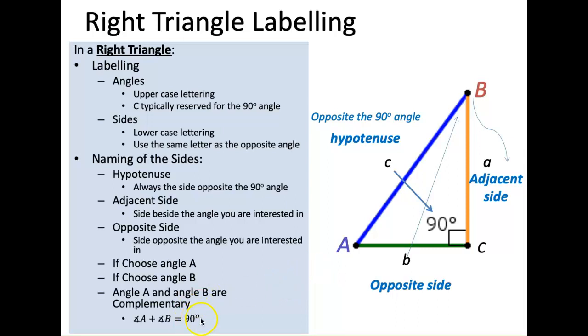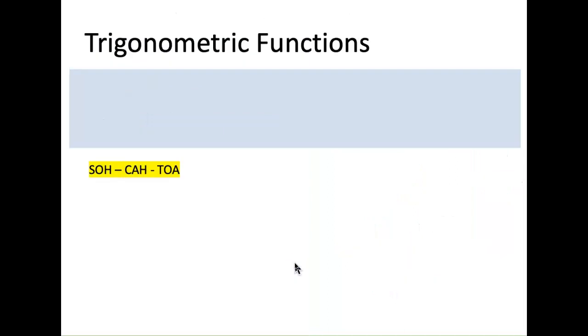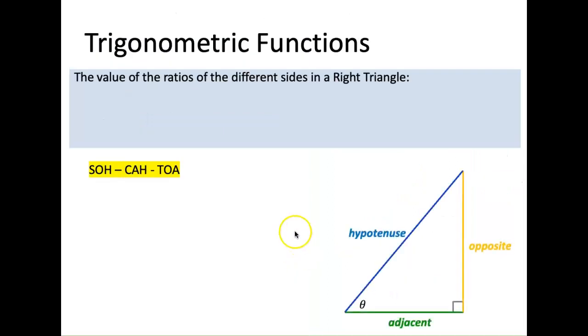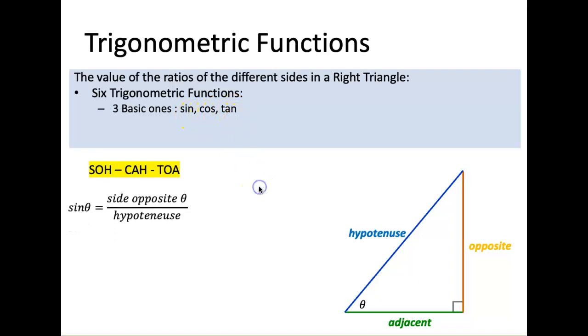And that's designated here. The trig functions are actually a ratio of different sides in the right triangle. There's three basic ones that we focus on: sine, cosine, and tangent, but then we also have the reciprocal functions that we want to consider as well.